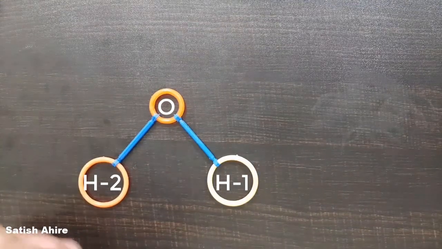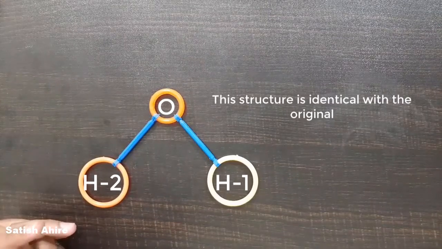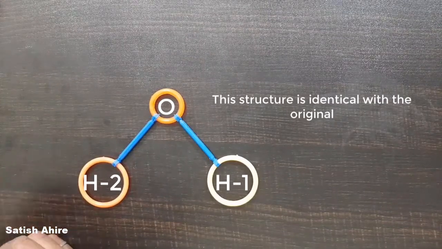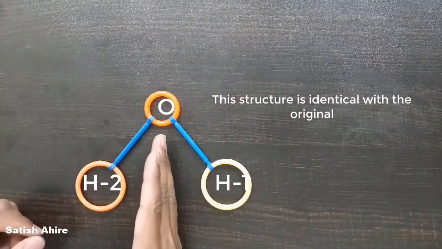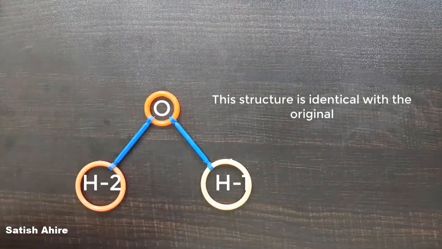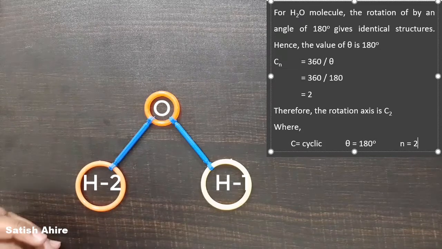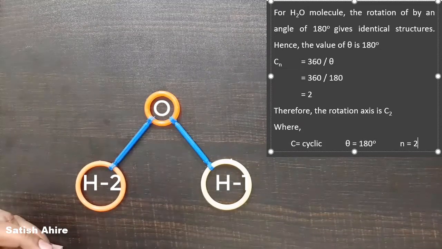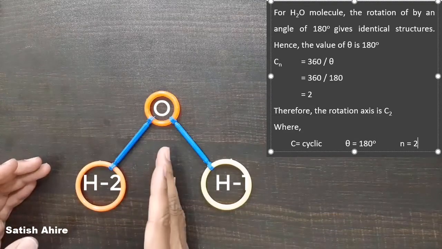Therefore, the last rotation of any molecule gives the structure that is identical with the original one. Always remember this. We can rotate this molecule by 180 degrees. Therefore, according to the formula of the principal axis, 360 divided by 180 gives the value 2, so we can say C2 is the principal axis in this case.